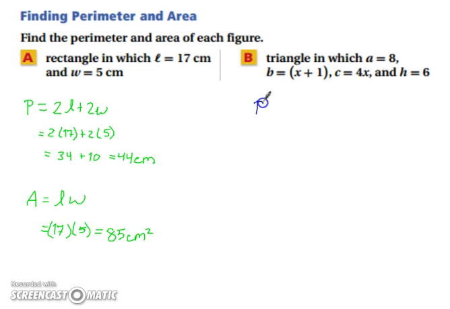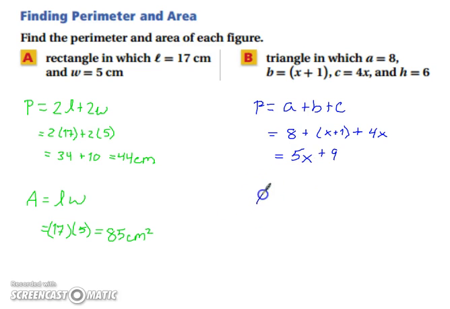So our perimeter equals A plus B plus C. So our A is 8, our B is X plus 1, and our C is 4X. So for this one, we're going to have to combine like terms. So we have 5 X's, and then 8 and 1 make 9. We can't go any further than this.